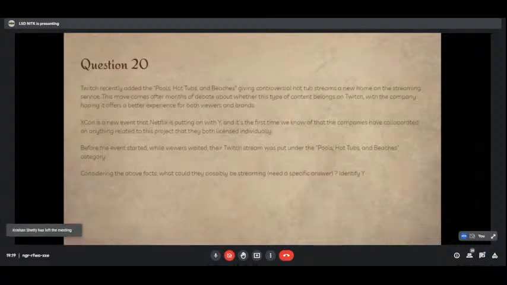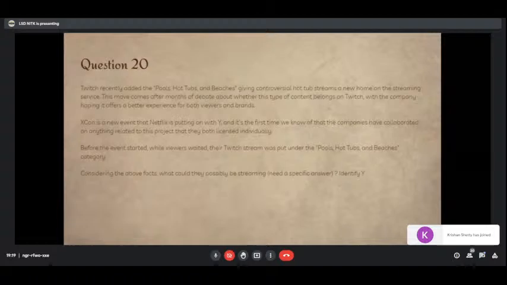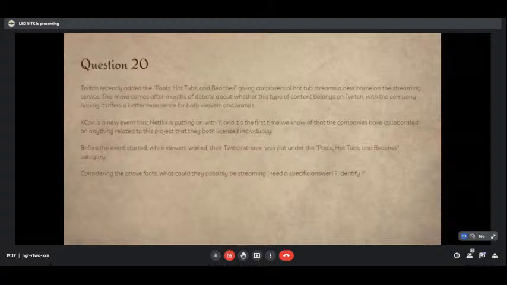So the pools, hot tubs and streams category on Twitch, under which this event called XCon streamed for a while when its audience was waiting for the event to start. Another interesting fact is that Netflix and Y, which is another entity, licensed this project individually from the source slash author. Thus this being the first time they collaborated with regards to that project.